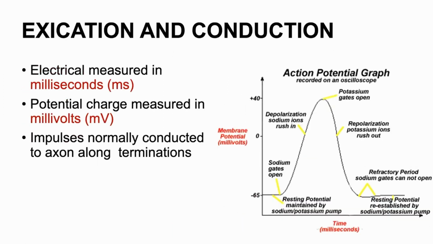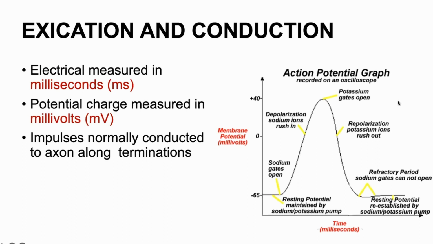In terms of excitation and conduction, electrical impulses are measured in milliseconds. So the potential charge measured is in millivolts. So remember, we're dealing with negative and positive charge. It's electrical activity that we're dealing with. Impulse is normally conducted along axons and along axon termination. So remember that once you get the stimulation, it goes along the axon and it jumps across the nodes of Ranvier and goes to the axon terminal.